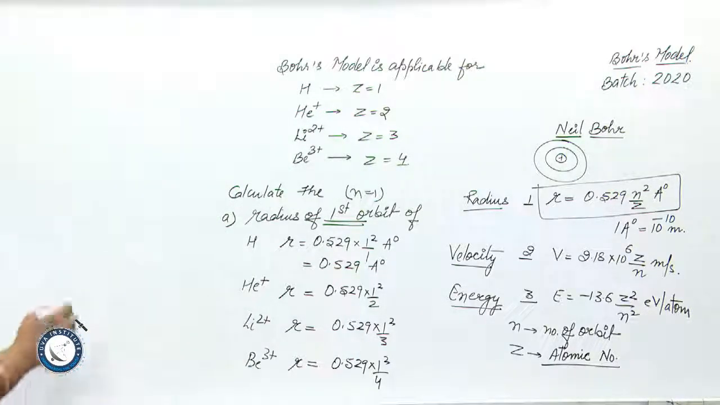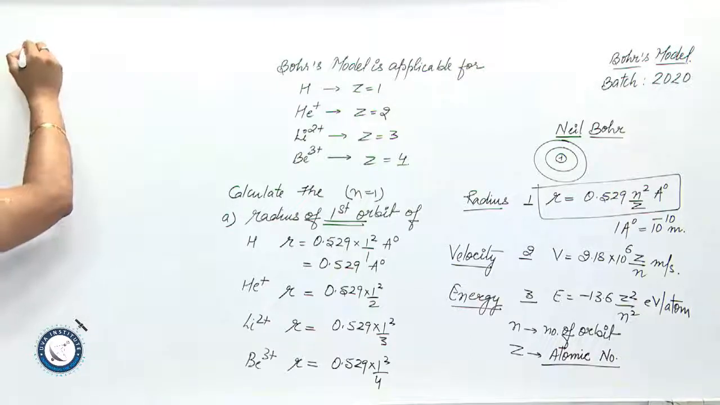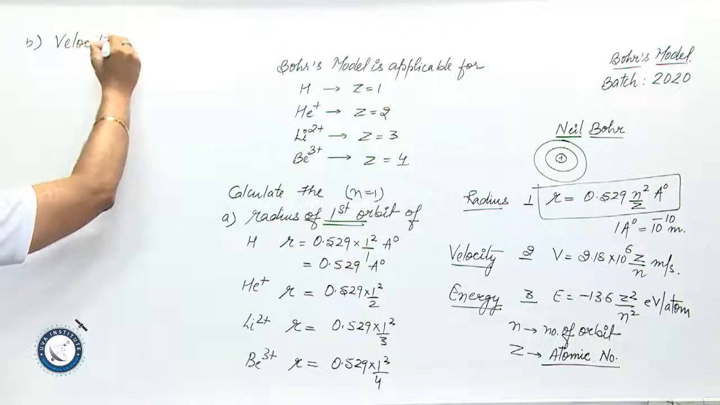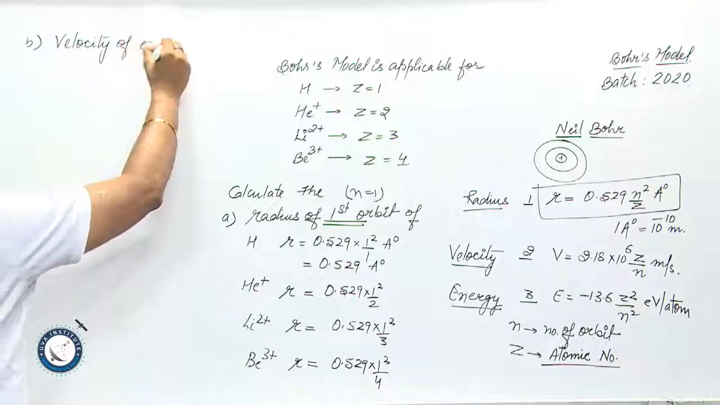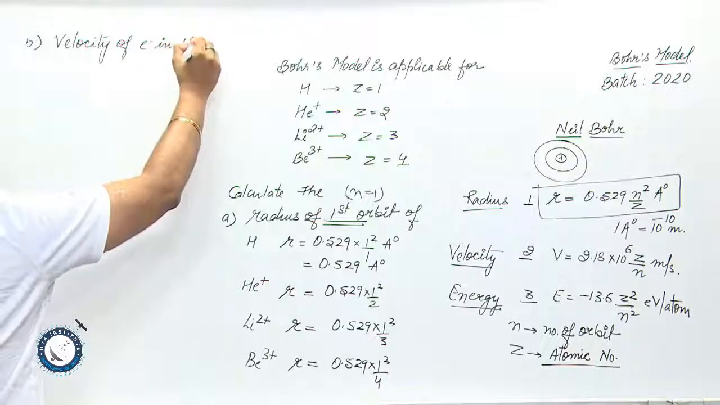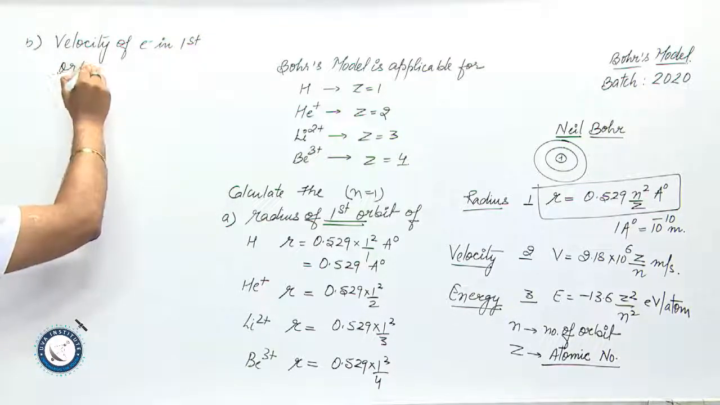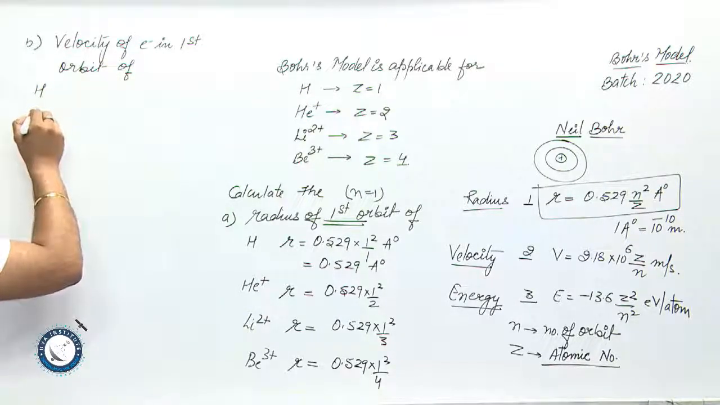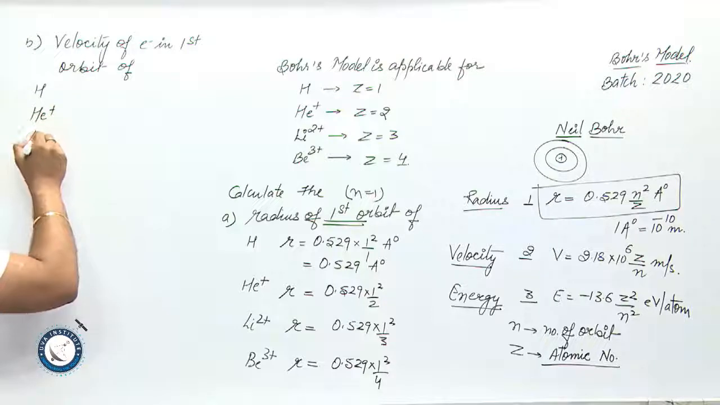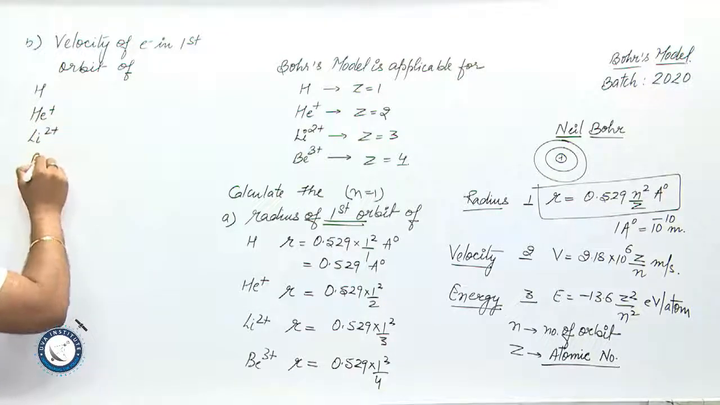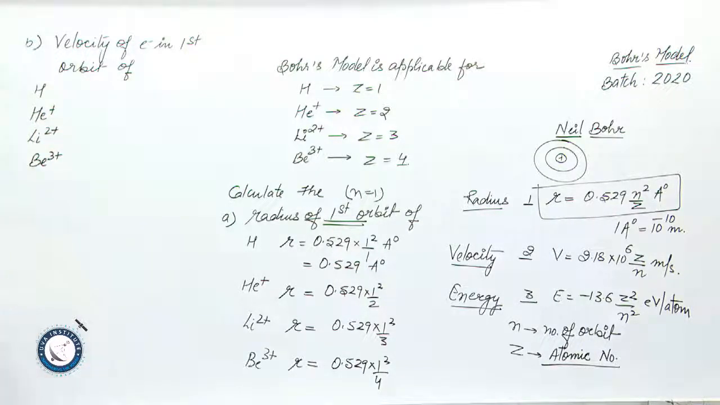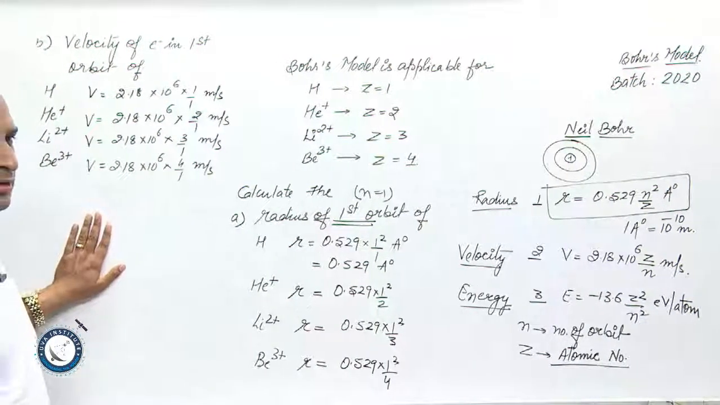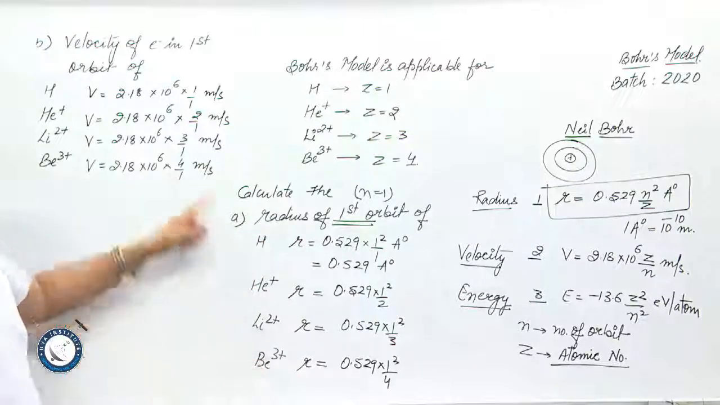Very good. Okay. Now B, velocity of electron in first orbit of hydrogen, He plus, Li2 plus, Be3 plus. Calculate करेंगे बेटा. See friends, this is the answer that you must be getting. Fine. So you calculated the radius, you have calculated the velocity.